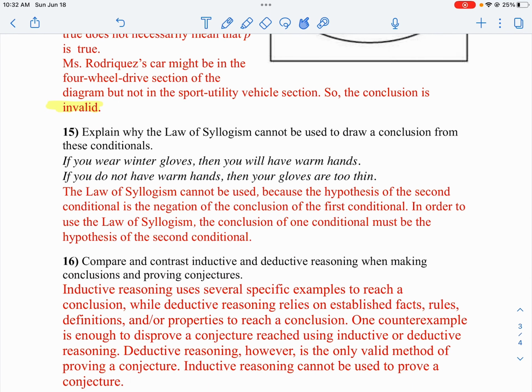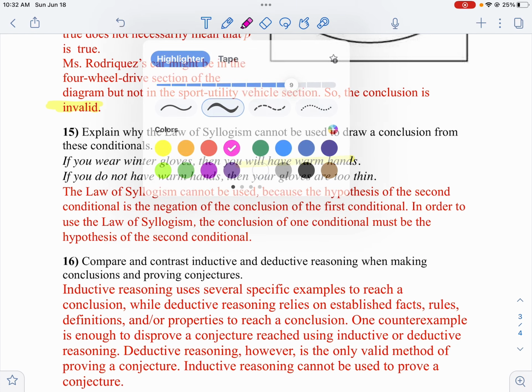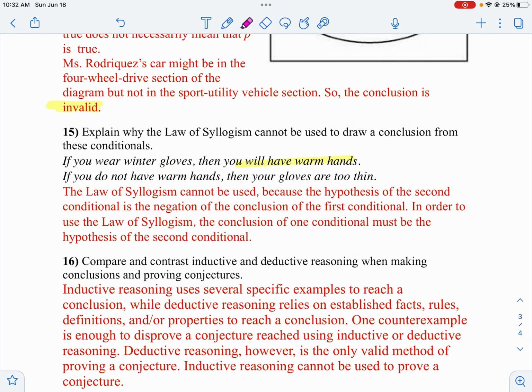Okay, in question 15, we can't use the law of syllogism because the hypothesis of the second conditional is not the same as the conclusion of the first conditional. Notice, our first conclusion is you're going to have warm hands. But our second hypothesis is you do not have warm hands. They're not the same. So that is not valid.